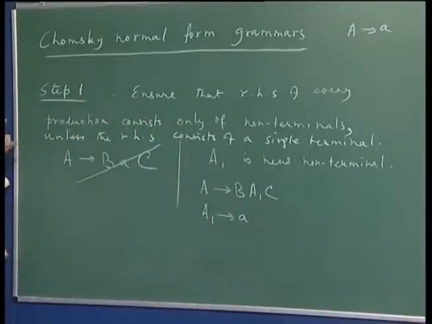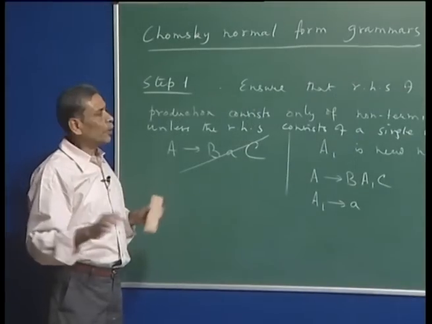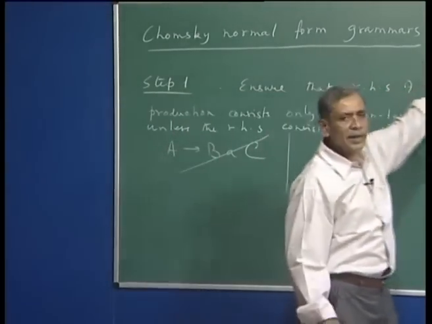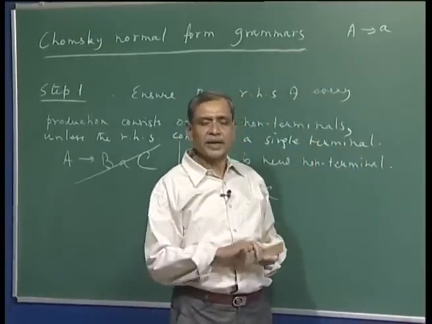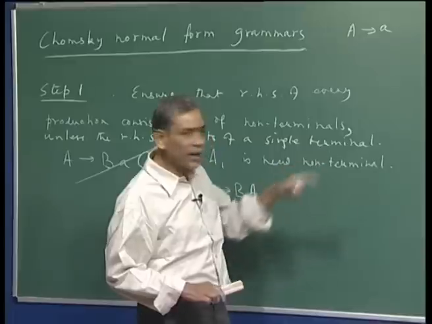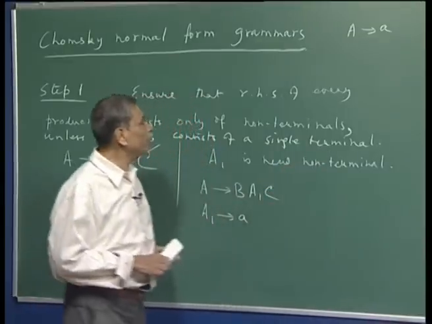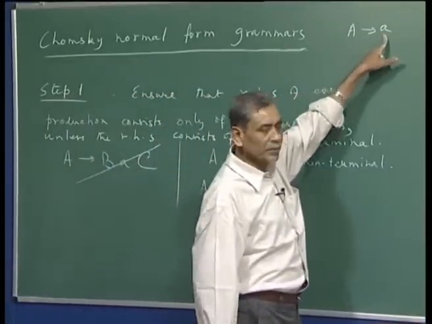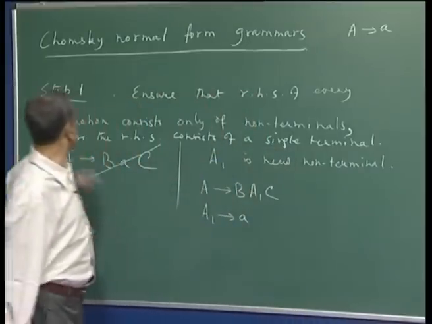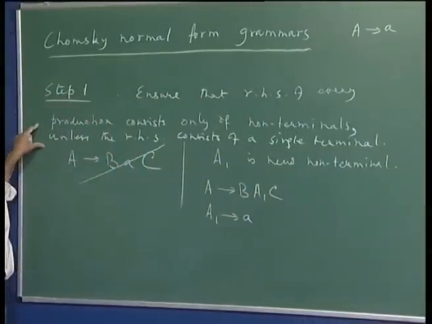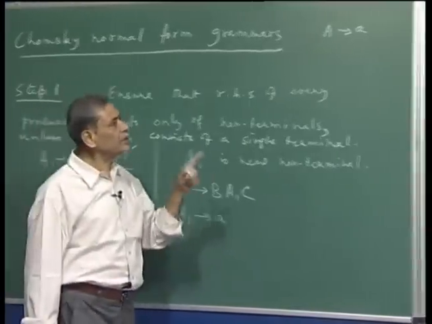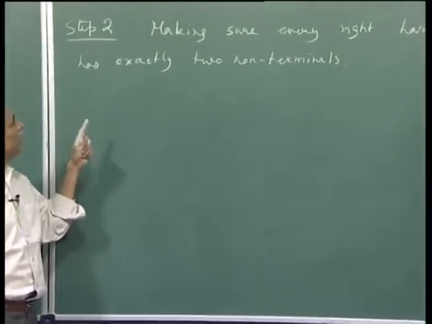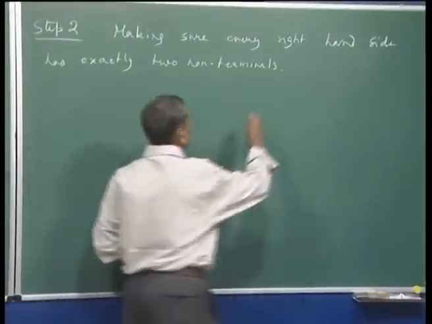I'm saying it for the sake of completeness and being totally correct, because right in the beginning I said we have no problems with productions of this kind and we leave them as such, right. Then whatever productions we are left with will have right hand side consisting of not a single non-terminal, but since I am making a statement here, I write it in this form. Okay. And now, step 2 is making sure that every right hand side has exactly two non-terminals.